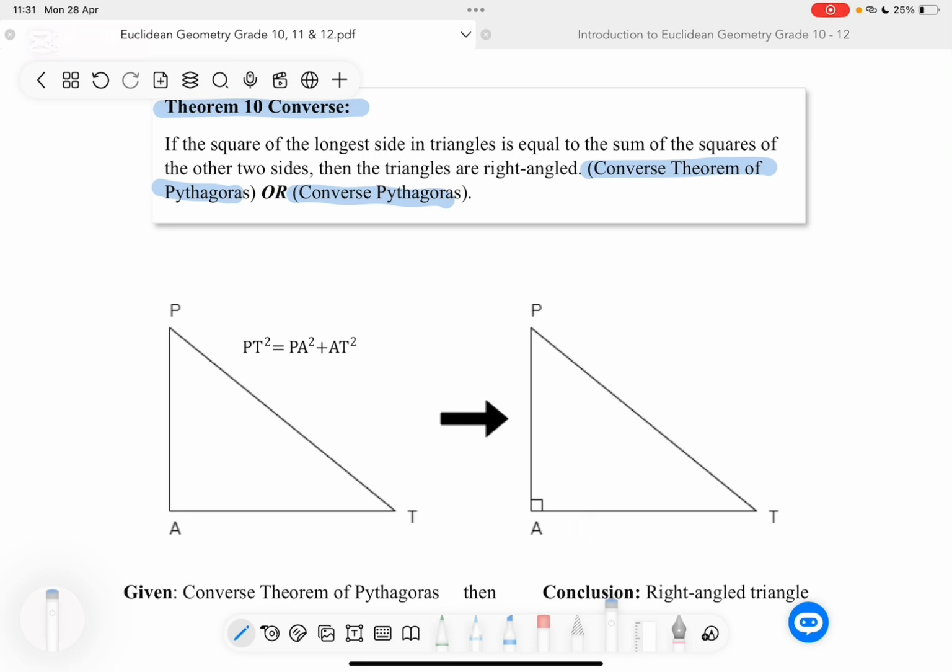And further to add on that, this converse becomes very important if you want to classify, or if you want to find or prove that the triangle is a right angle triangle. Prove that the sides have this relationship, then you will be able to know that that type of triangle is a right angled triangle.